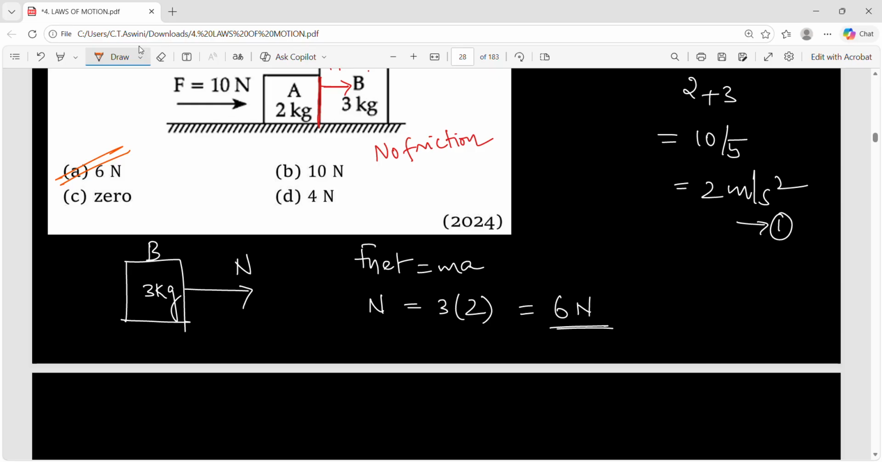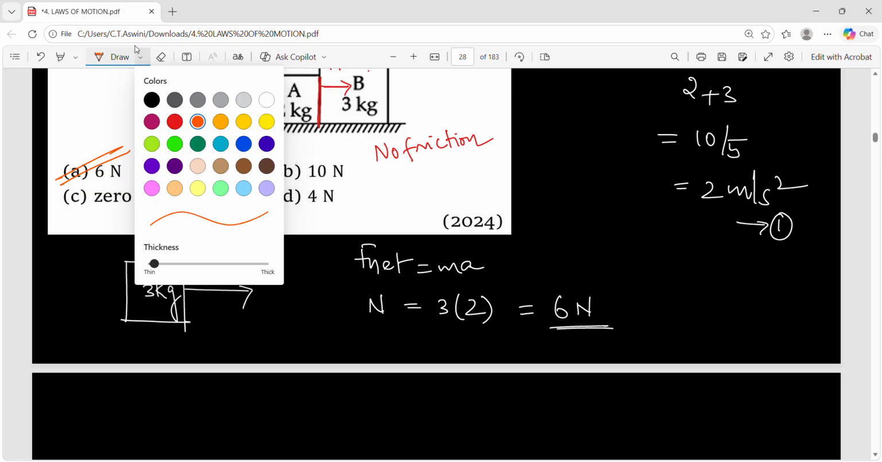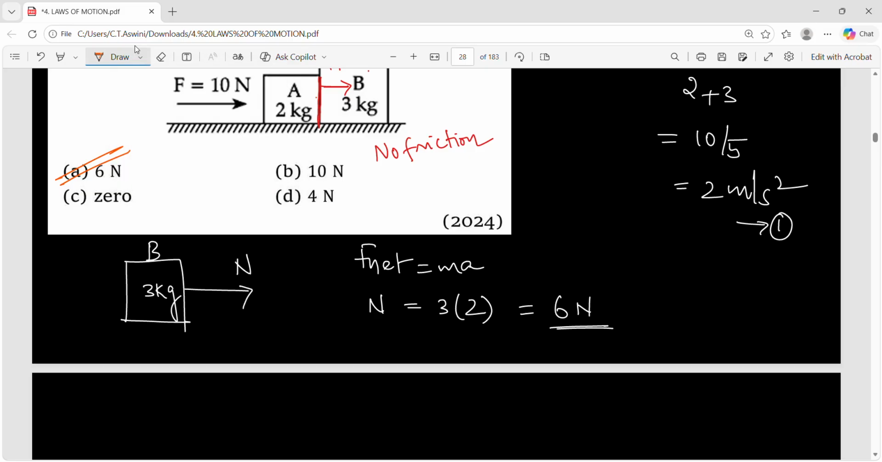Clear? Similarly, what is the force exerted by B on A? As I told you, normal reactions are equal and opposite here. B will also exert the same 6 newtons on A. Okay, but that is not our question, so leave it.